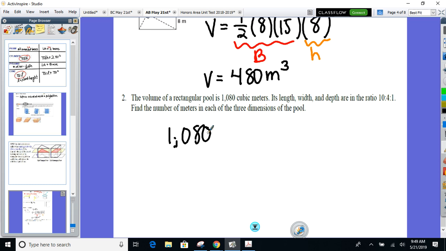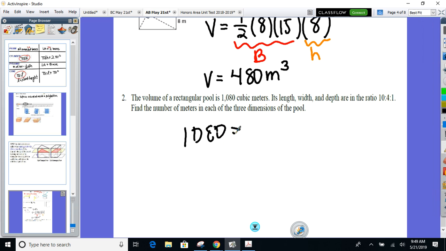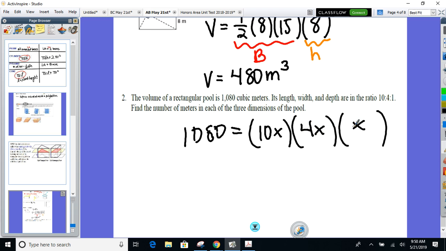Maybe a button you've never used on your calculator before here. What are we multiplying together here? Length times width times height. So 10x, because you said put x's with them, 4x and 1x. Length, width, and height of the pool, rectangular pool.